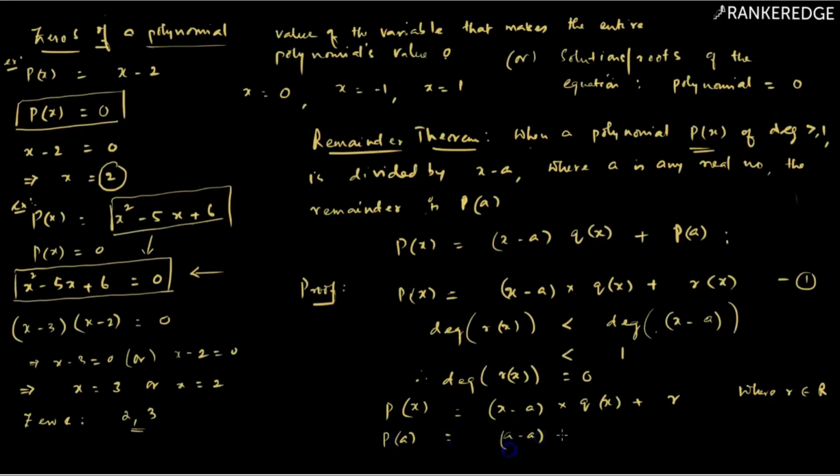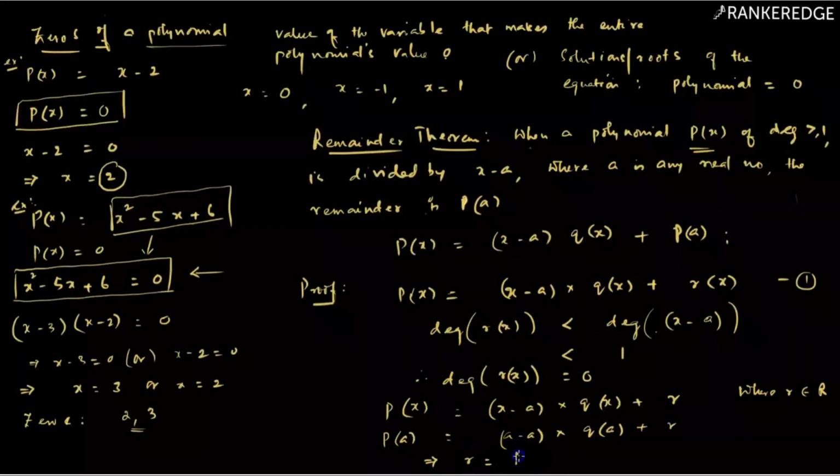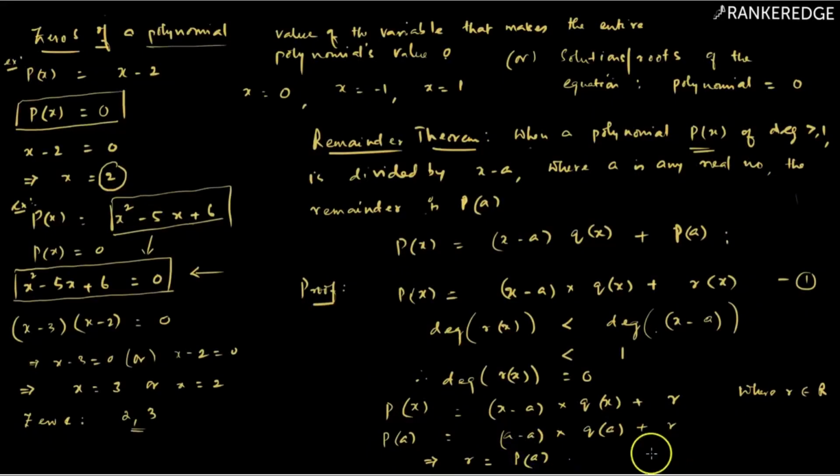A minus a into q of a, also I can substitute a now plus r. That implies what? r is equal to, this entire thing vanishes, right? a minus a is 0. So therefore r is equal to p of a. Therefore my remainder theorem is proved, right? So I proved that this remainder is nothing but p of a. So remainder theorem is now done.